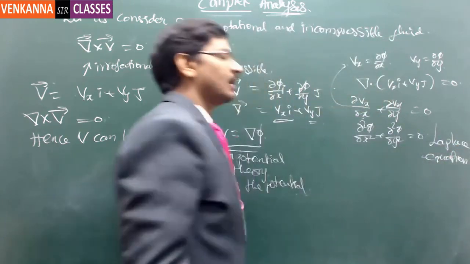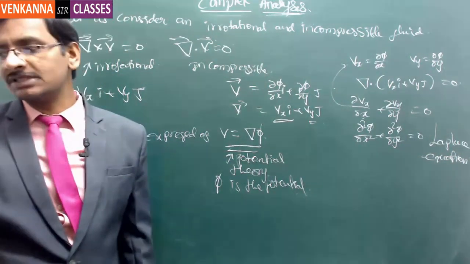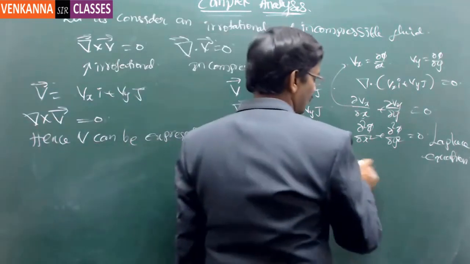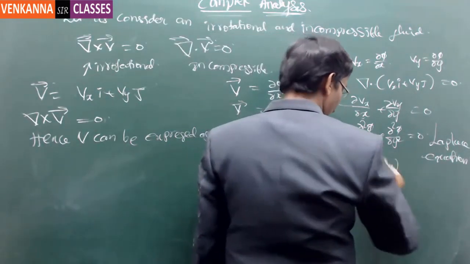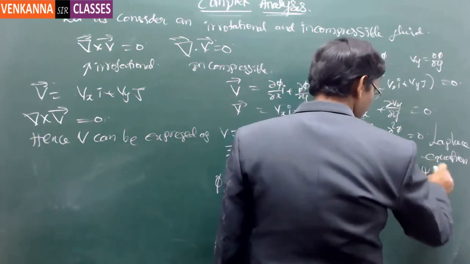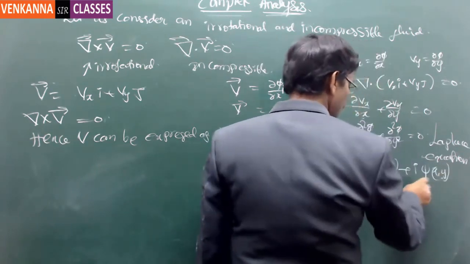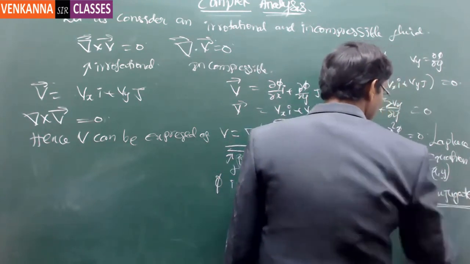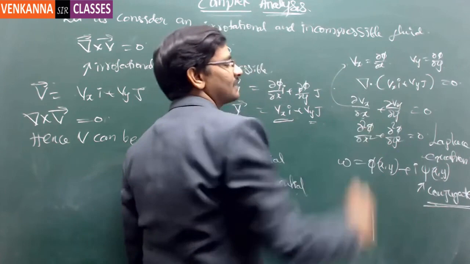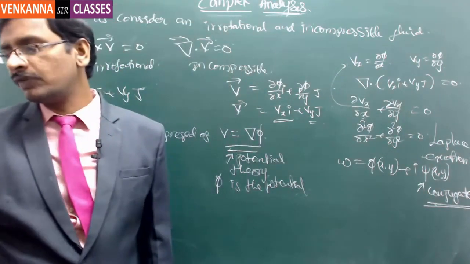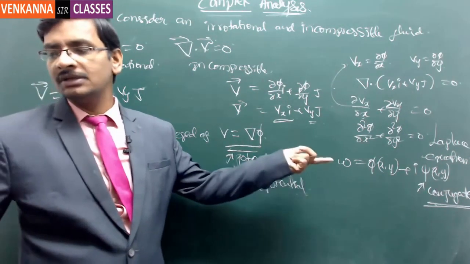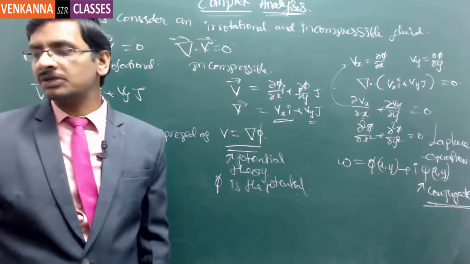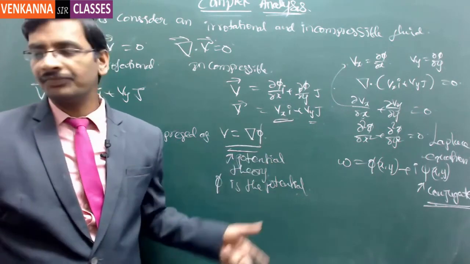As the potential function phi satisfies the Laplace equation, there will be a conjugate that exists for that particular function. W is equal to phi of x comma y plus i times psi of x comma y. This is the conjugate function. Why we have assumed this conjugate function is because phi is satisfying the Laplace equation, which we call a harmonic function. So the harmonic function will always guarantee the existence of a function which is conjugate to the potential function. Clear?